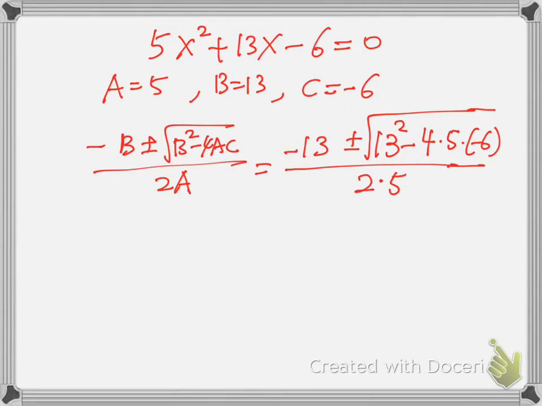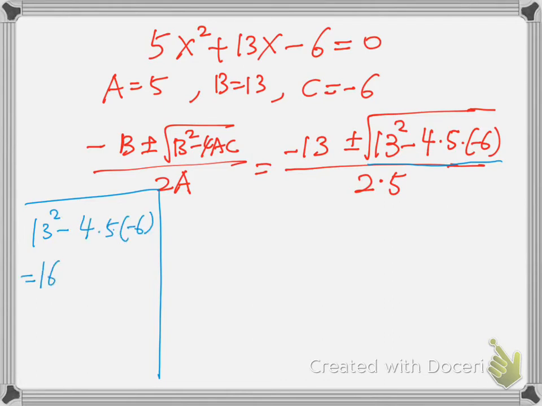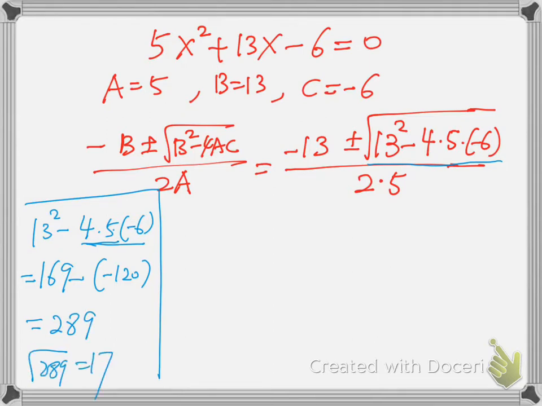Okay, so again, the complicated part is this radical part, right? So let's put it here: 13 squared minus 4 times 5 times -6. So 13 squared, use a calculator, right? And this 4 times 5 is 20. 20 times -6 is -120. So we got 289. So what's the square root of 289? It's 17.